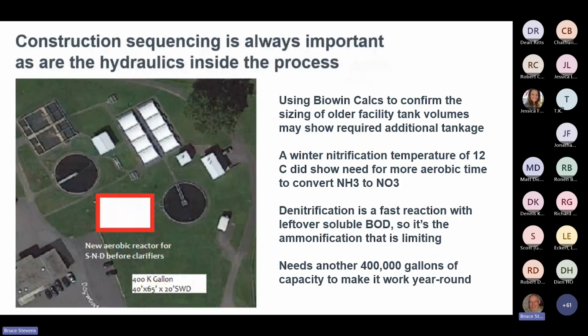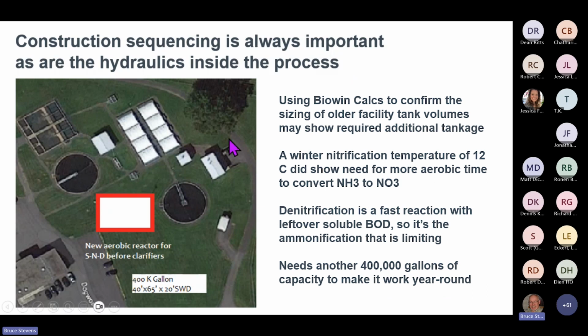But for now, one of the issues is running BioWin because of the cold winter design temperature for nitrification. It also shows a need for more tankage than exists for aerobic treatment. So in this case, it looks like we could need an additional 400,000 gallons of reactor space to make this conversion work properly, by cross-checking it with BioWin and assuming that a temperature of 10 degrees C during the winter is going to be the limiting factor down the road. So it's important to check that, make sure that these fit properly.